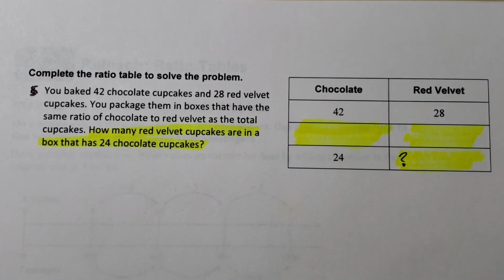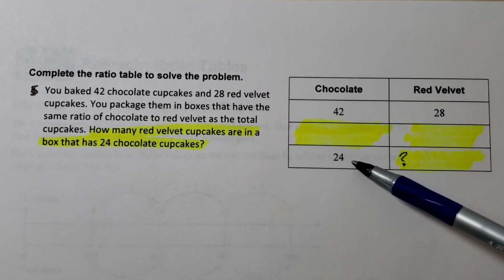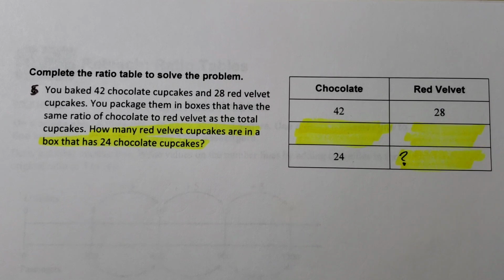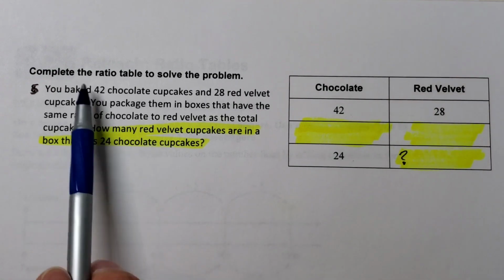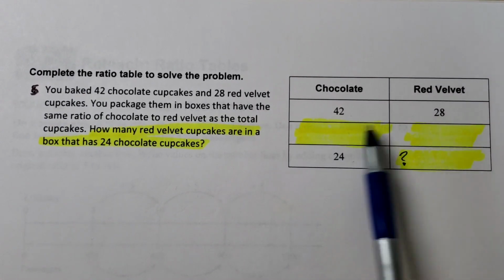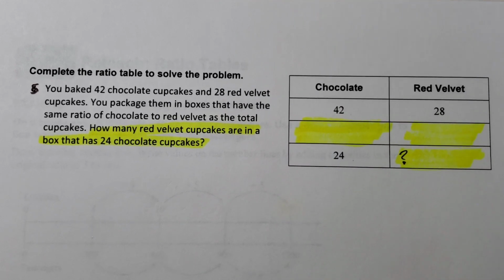Now, what happened to 42? It becomes a 24. Now, some of you would say, oh, can I divide 42 divided by 24? Can I do that? Yeah, you can. But let's complete. It says complete the ratio table. So that means we need to complete all this missing information.